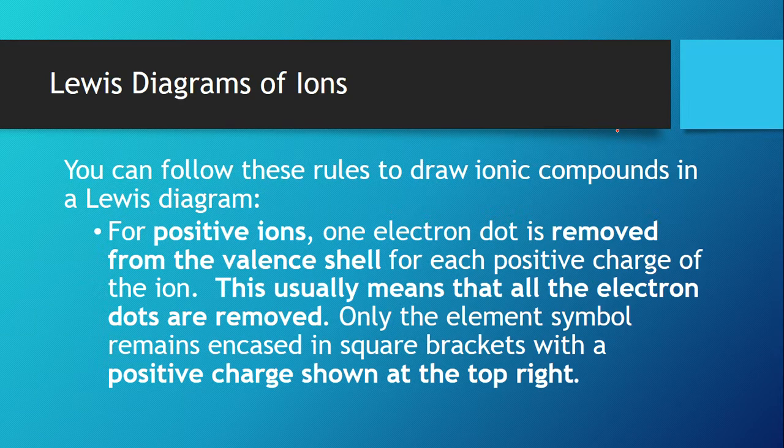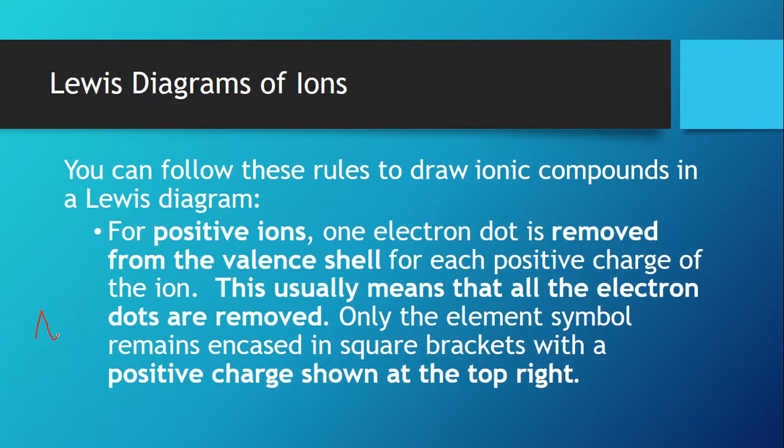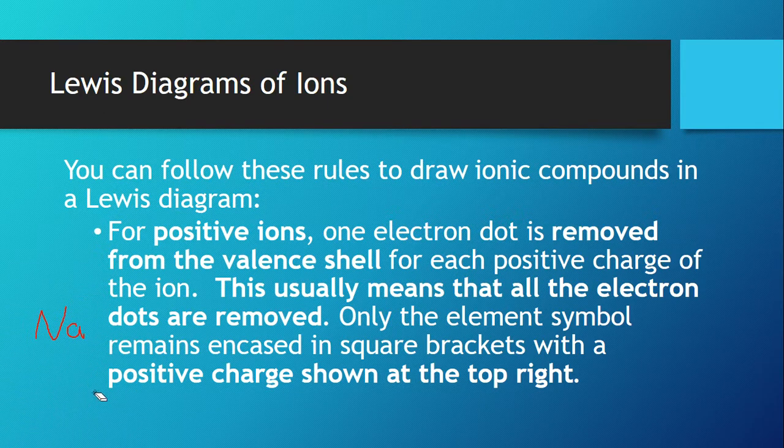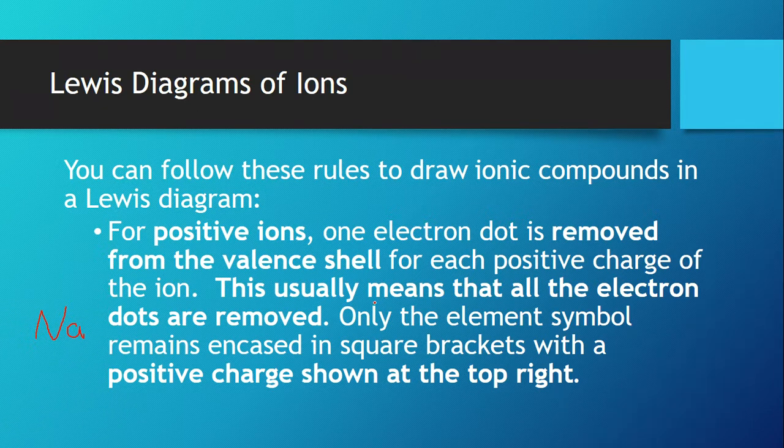This usually means that all of the electron dots are going to be removed. Now, if I told you that sodium, for example, was getting rid of its outer shell electron, well, if sodium gets rid of its outer shell electron, that goes away. That's all that sodium is going to look like now, right? Sodium is literally just going to be its chemical symbol. So that's what it says: only the element symbol remains.